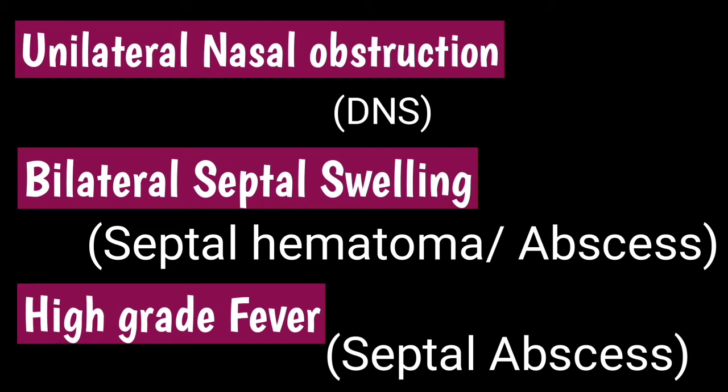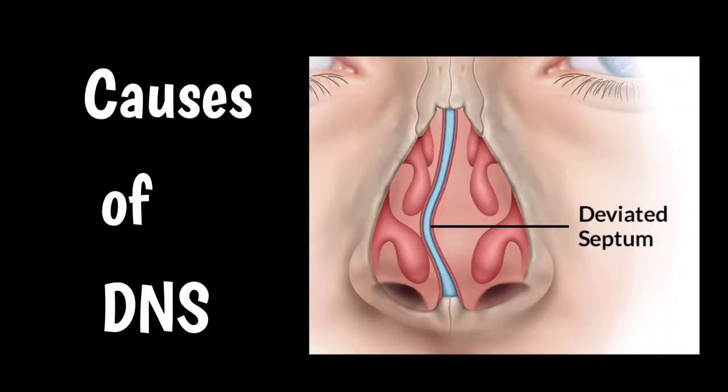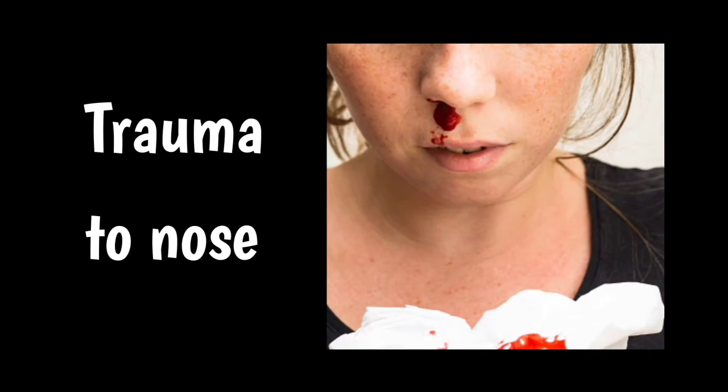Let's discuss the deviated nasal septum in detail. First of all, the causes of deviated nasal septum. As discussed earlier, trauma to the nose is the most important cause of DNS. Injuries to the nose commonly occur in childhood but are often overlooked. Trauma may also be inflicted at birth during difficult labor when nose is pressed during its passage through the birth canal. So, trauma is the most important cause of DNS.